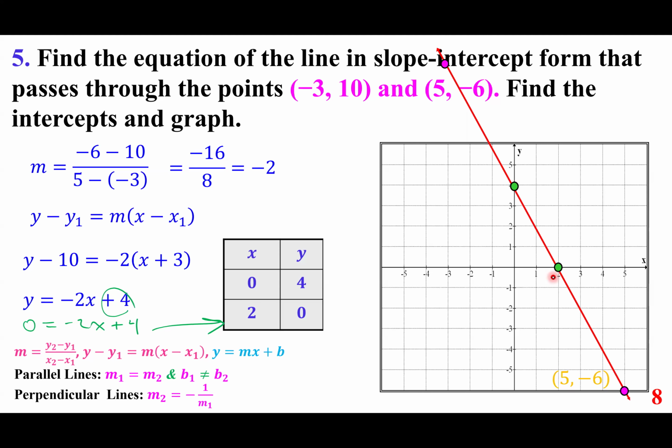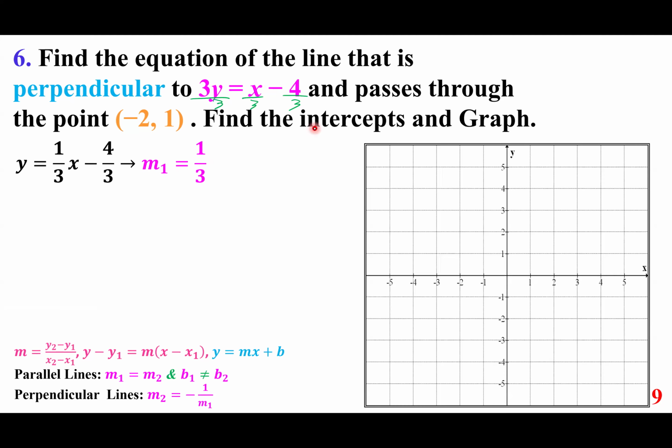If the question was to find an equation of a line that was parallel to that, we would use the same slope. However, for perpendicular, the reciprocal is 3 over 1, and the negative reciprocal makes it negative 3. This is the slope we need. This is the point. And we are going to use y minus y1 equals m times x minus x1. That means y minus 1 equals negative 3 times x minus negative 2, which makes it x plus 2.